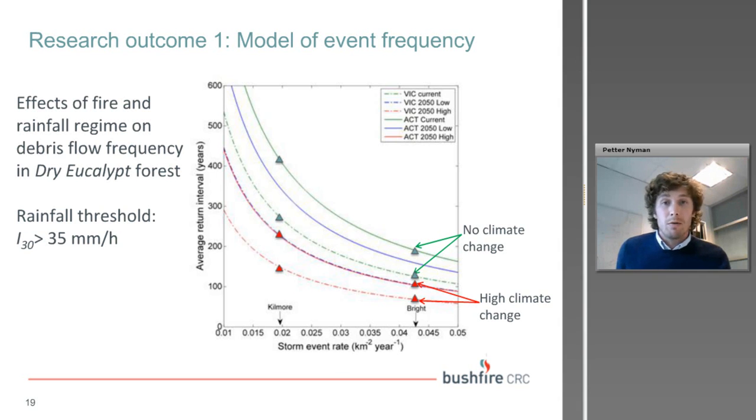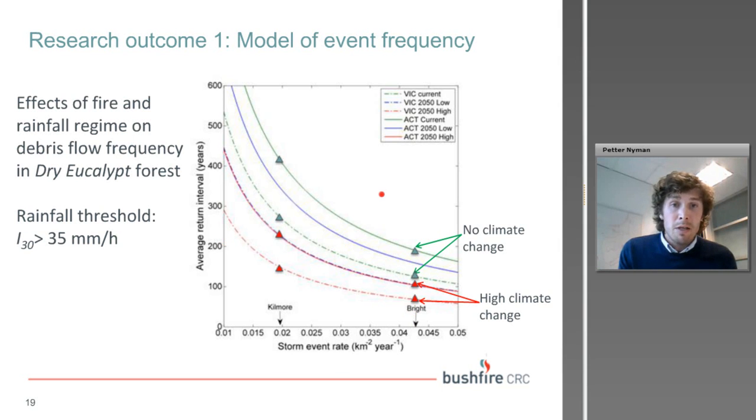So for current fire regime, I'm trying to find the pointer here. Here we go. So you see these green lines here are for current fire regime. You can see that for storm event rates representative of Kilmore, north of Melbourne, you're likely to see an event frequency of about 250 to 400 years. And for a more intense fire regime or storm regime in northeast Victoria near Bright, the more frequent storms mean they also have more frequent erosion events.